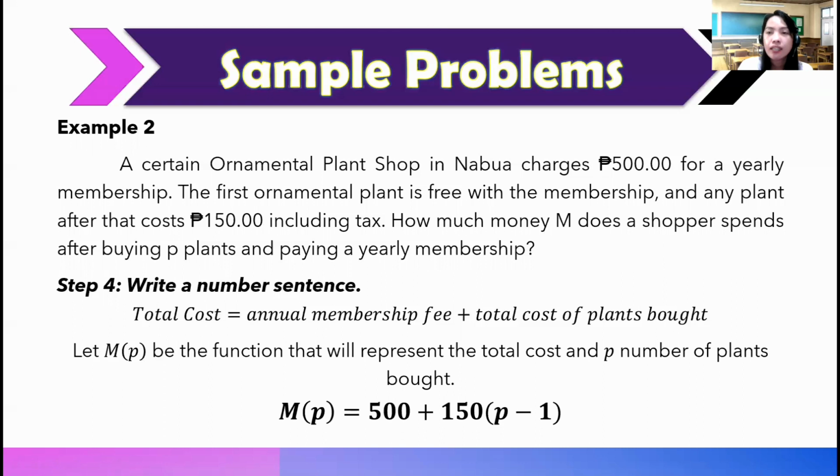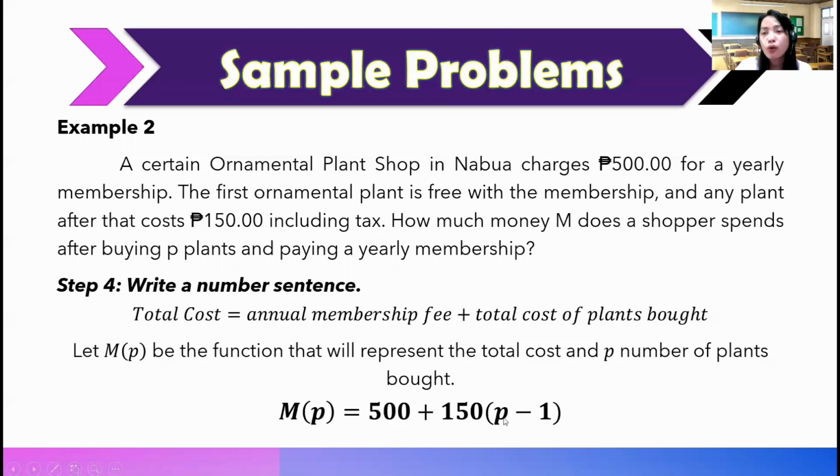Ang magiging function natin dito ay M of P equals 500. Bakit 500? This is for the annual membership. Plus 150, bakit 150 times P minus 1? Okay, simulan na muna natin dito sa may parenthesis. Bakit P minus 1? Saan ba galing itong 1? Itong 1 na number ay galing dun sa libreng isang plant. Bakit P minus 1? Kasi ito yung formula para makuha natin yung excess, yung sobra na babayaran mo.